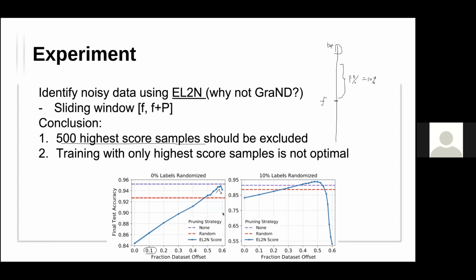That's why we see a drop here, because when you increase the fraction data offset to 0.6, that means you would include the top highest score samples into your data set, right? So you see a drop in performance. And then when you have 10% label randomized, which means that the base is set at 60%, right?